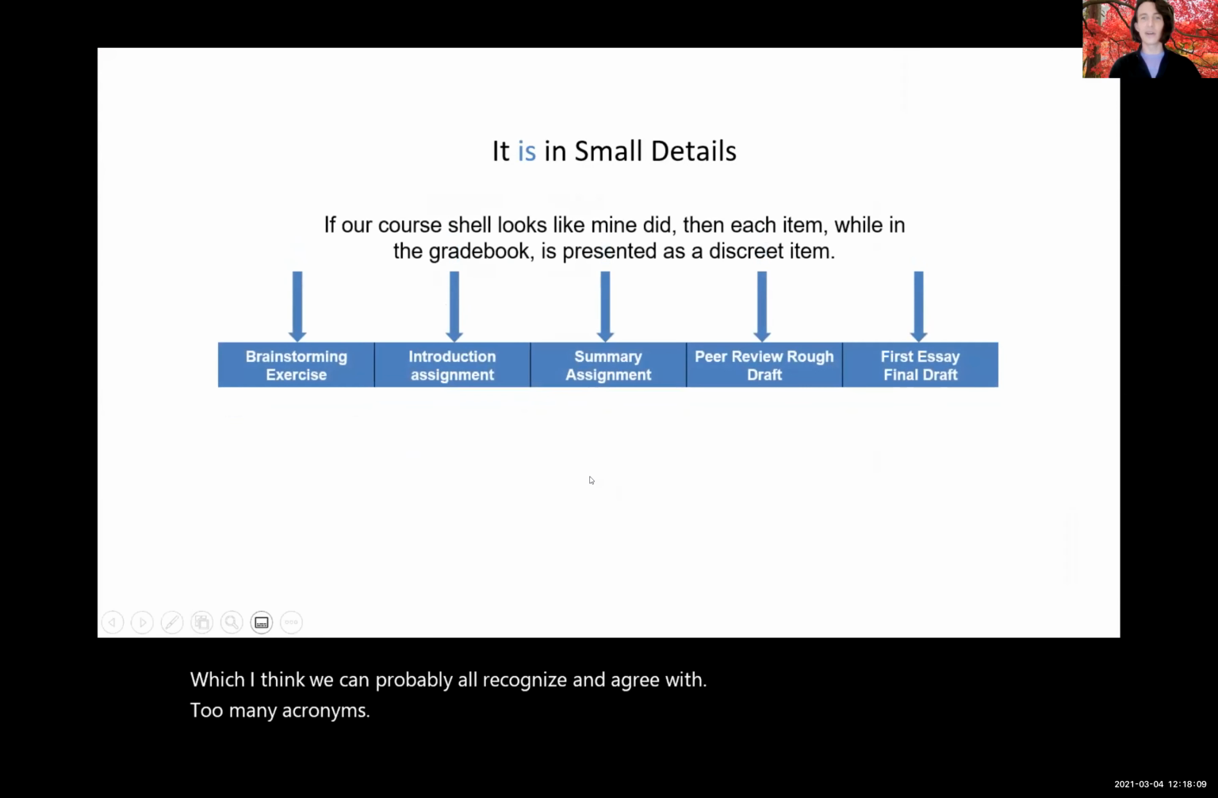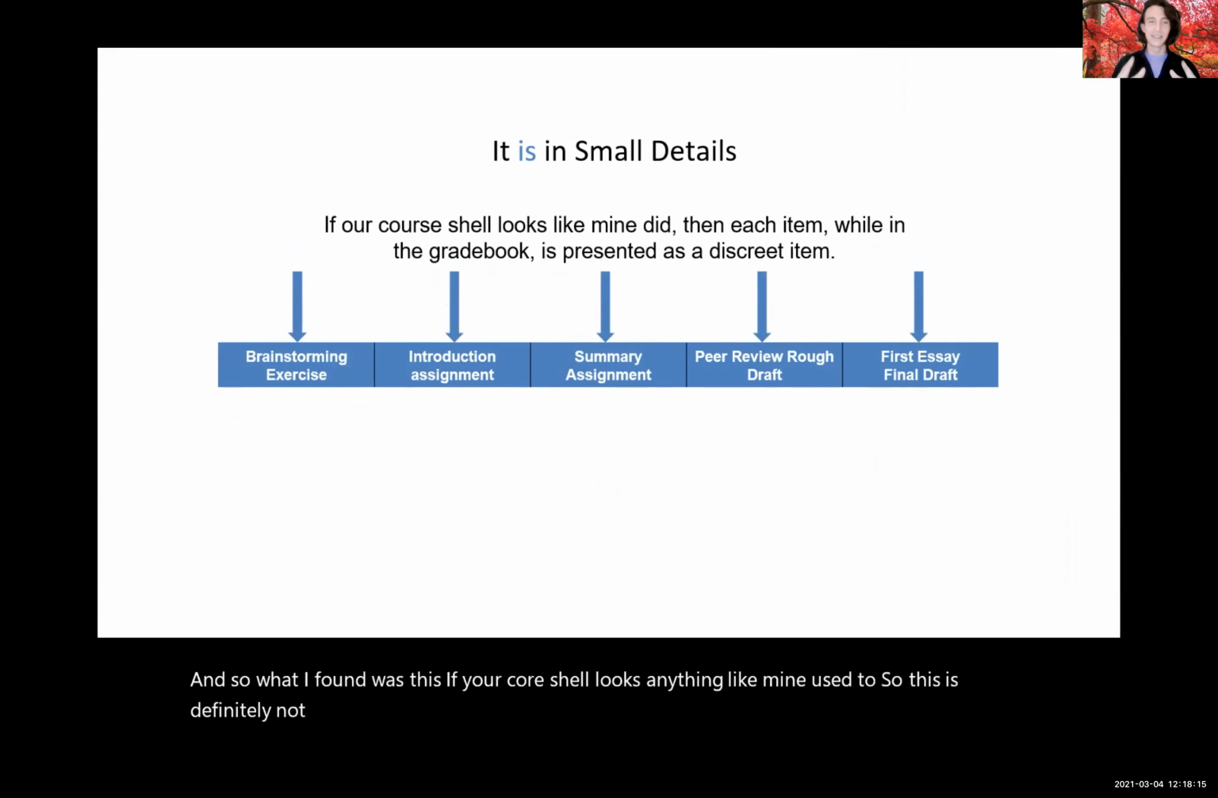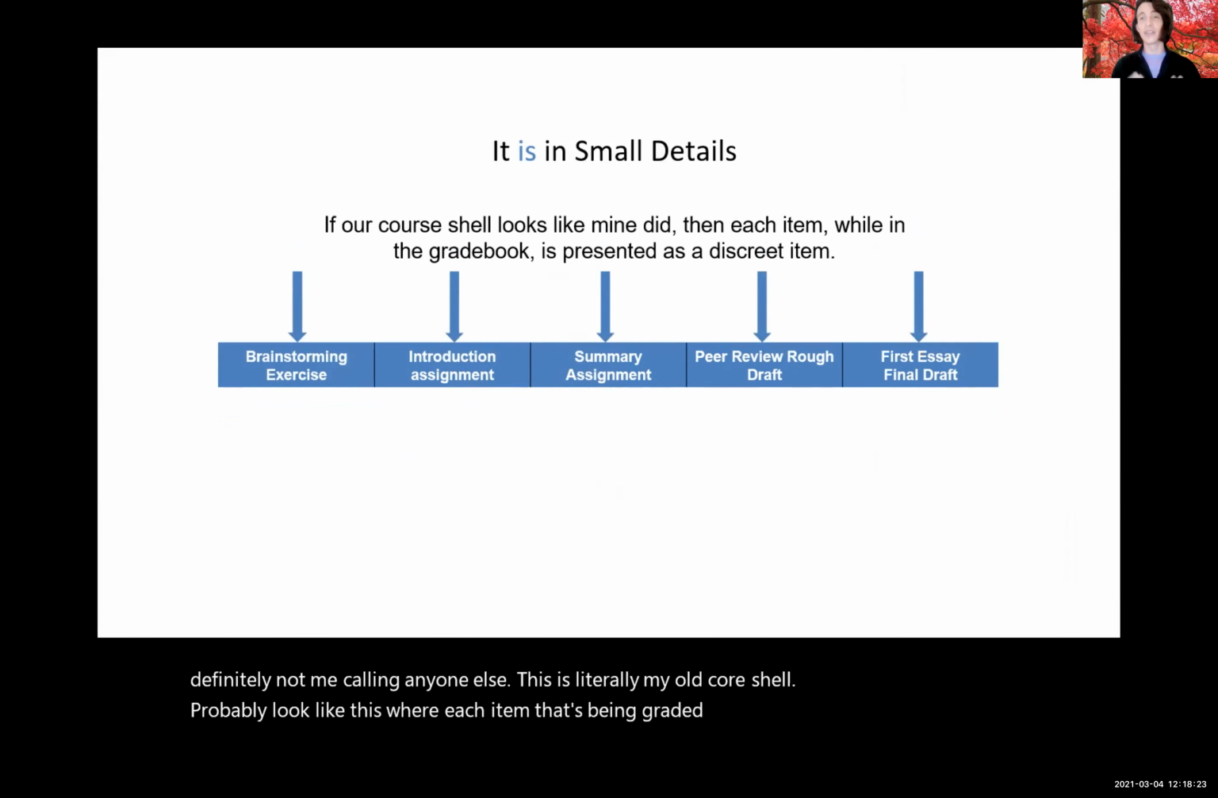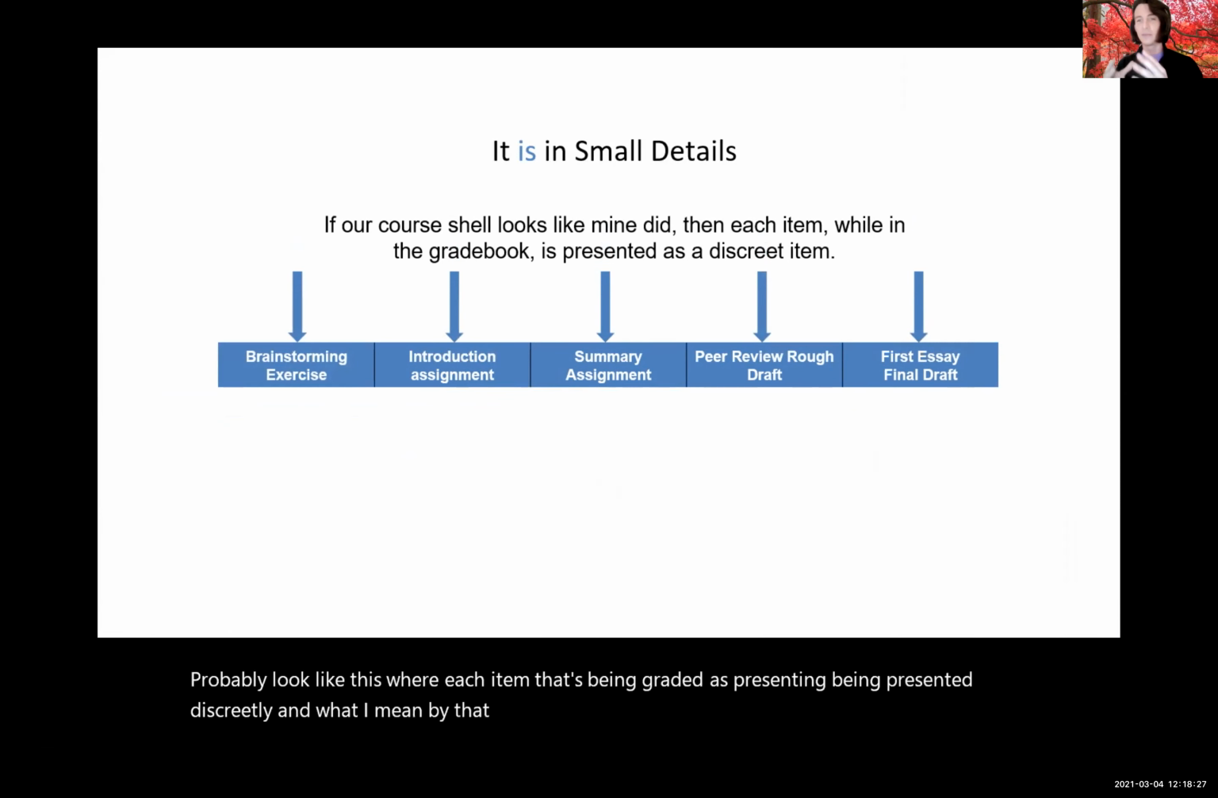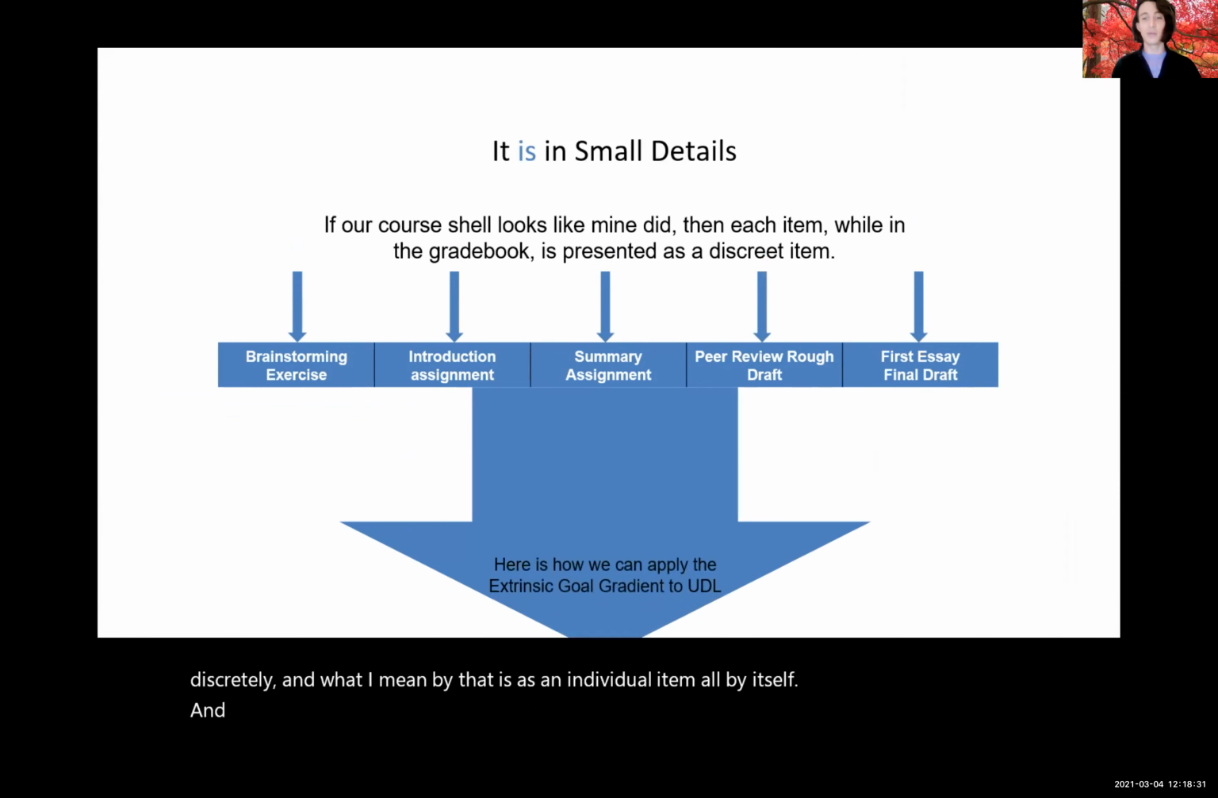And so what I found was this: if your course shell looks anything like mine used to, and this is definitely not me calling anyone else out, this is literally my old course shell, it probably looked like this, where each item that's being graded is presented discretely. What I mean by that is as an individual item all by itself. And this is my grade book within Brightspace, in case you're using something different like Canvas.